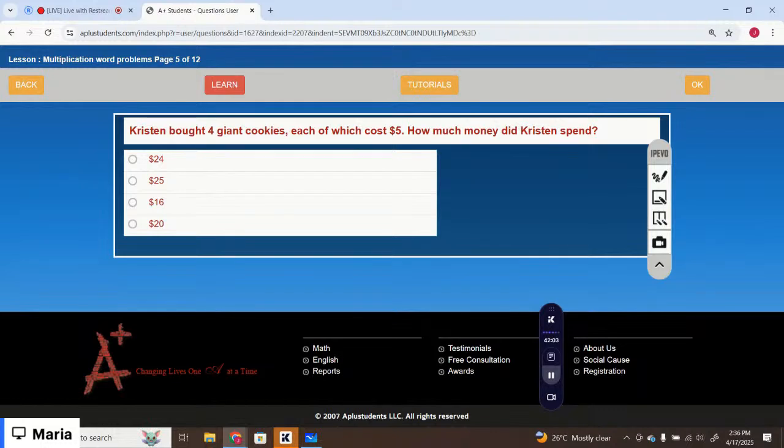Kristen bought four giant cookies, each of which cost $5. How much money did Christine spend? So, which is the correct option? That is 4 times 5. So, 4 times 5 is 20. The last option is the correct option.